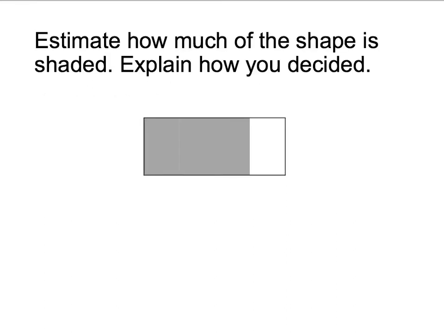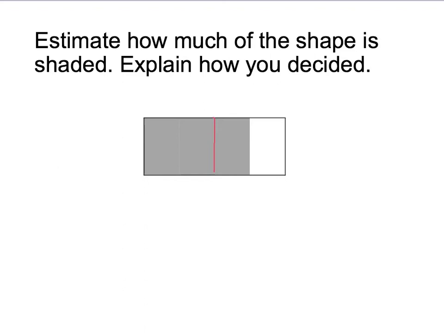Okay, so here we have a shape down below. It wants you to estimate how much of the shape is shaded. And we are then going to explain how we did that. So looking at this shape, I know that half of this shape would be right about here. So I can see pretty clearly that my shaded section is going to be greater than 1/2.